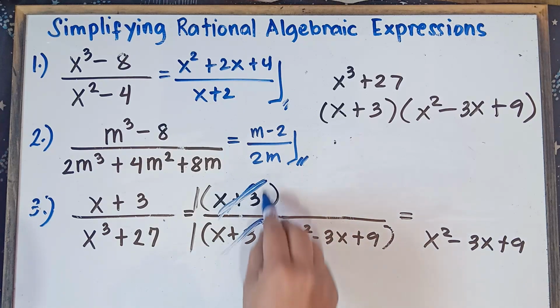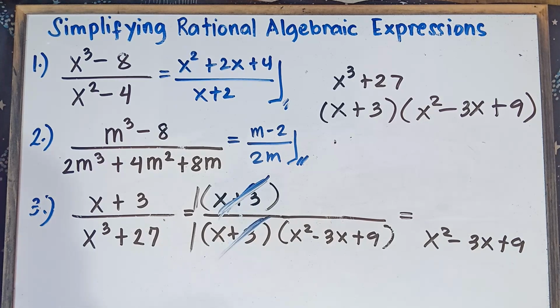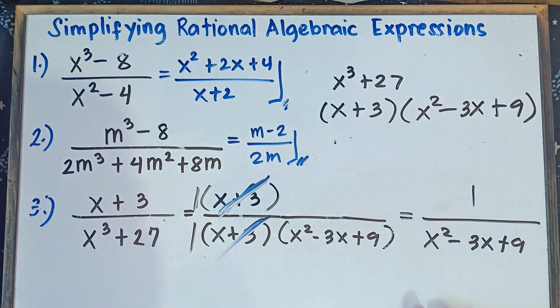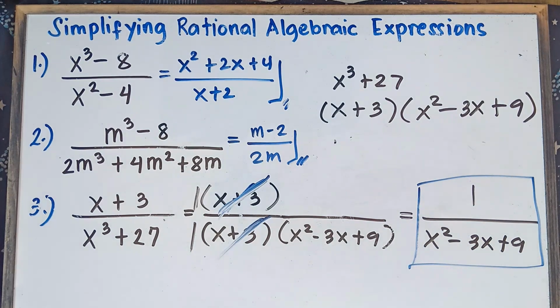So if you cancel this out, and then your answer, class, would be x squared minus 3x plus 9, you will commit a mistake. This is wrong, class. Once again, this is a mistake. So you should put 1 on the numerator. So that would be 1 over x squared minus 3x plus 9. This will be our final answer, class, with regards to example number 3. All set. You should have 1 on the numerator.